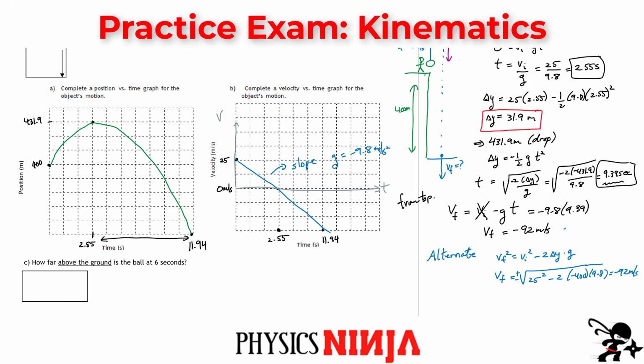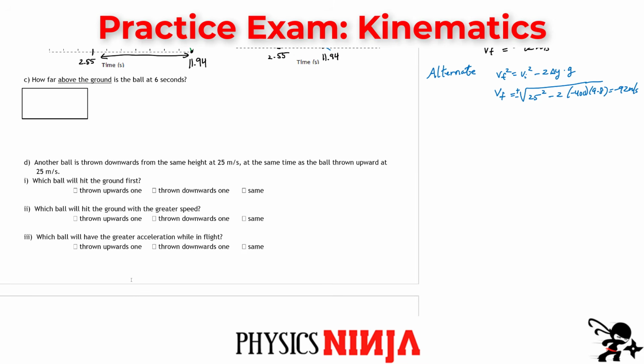All right, let's go on to the next one. How far above the ground, let me scroll down, is the ball at 6 seconds? Guess what? All we have to do now is use one of our kinematic equations. What we're given here is the time, so right away you should be thinking about which kinematic equation to use. For this one, I'm going to use delta y equals initial velocity multiplied by time, minus 1/2 little g multiplied by t squared.